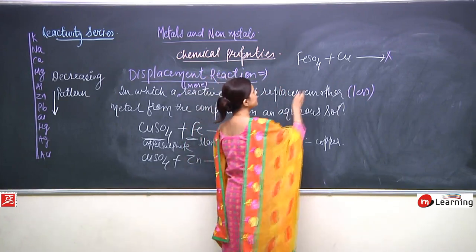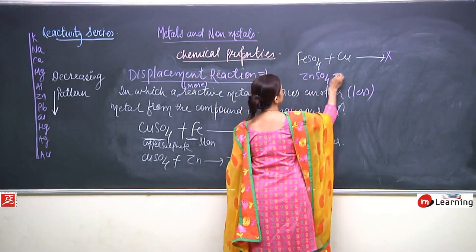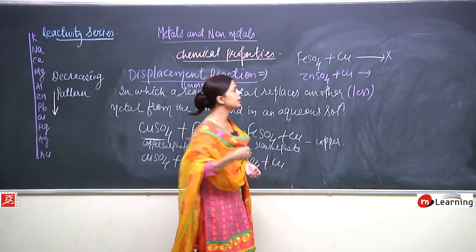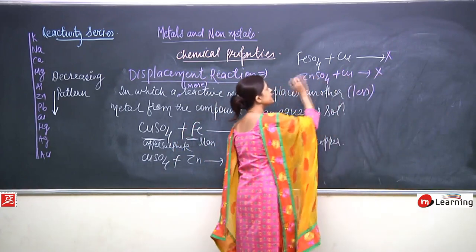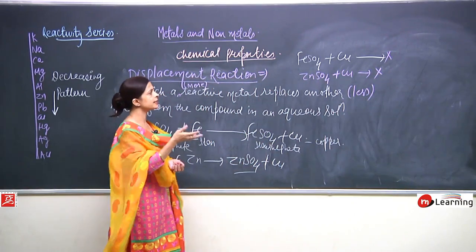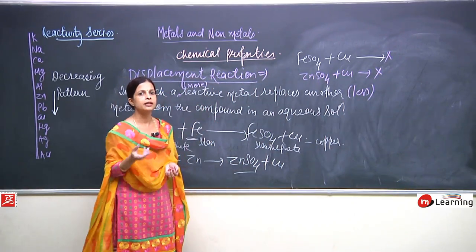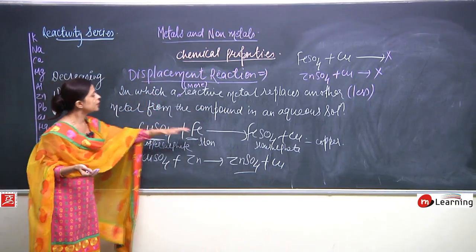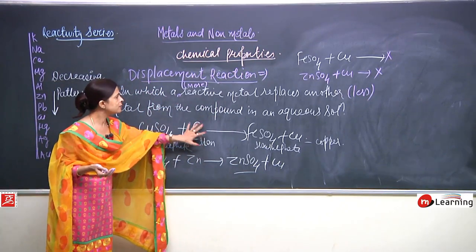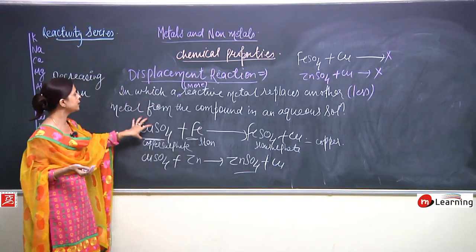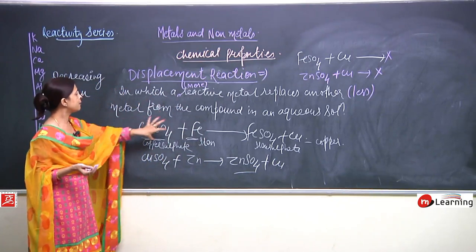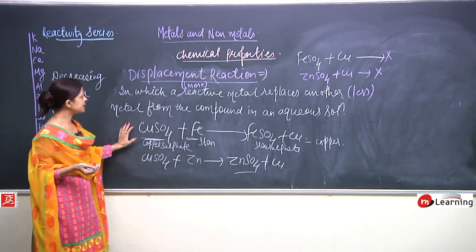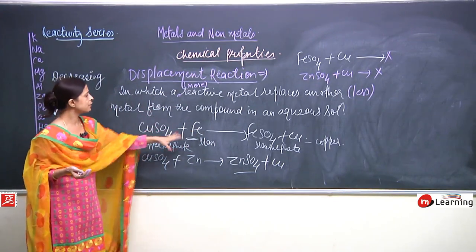If I take the other reaction, ZnSO4 plus Cu, again what will happen? No reaction will take place. Why? Again the same thing, Cu is not more reactive than Zn. Actually Zn is more reactive than Cu. So for a displacement reaction, when can it take place? When a metal comes which is more reactive than the first one, it can replace it from the compound. CuSO4 is a compound. Fe comes, Fe replaces Cu and takes the place of Cu, and it becomes FeSO4.